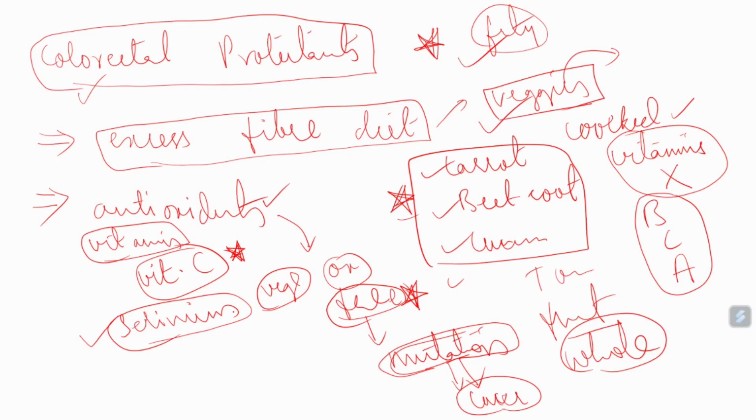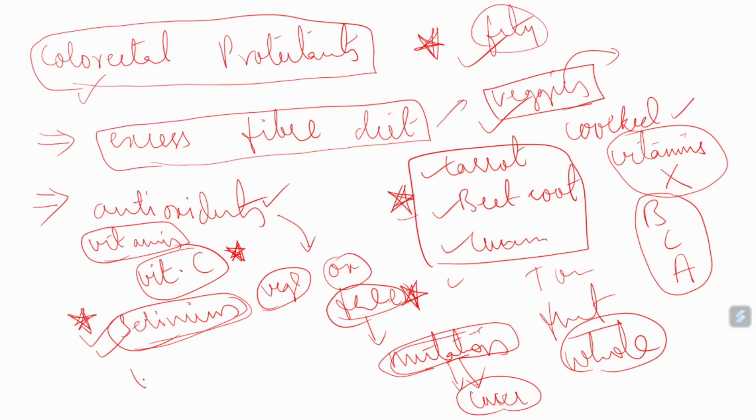The only element which has antioxidant property is selenium. One important point for competitive exams. I don't remember the selenium rich vegetables and fruits, but if selenium is available, selenium is the natural antioxidant. The element having antioxidant property is selenium. Okay, that you have to remember.